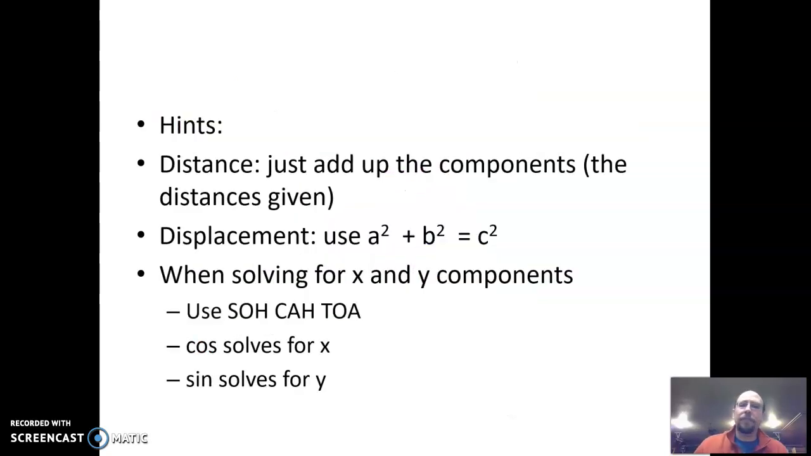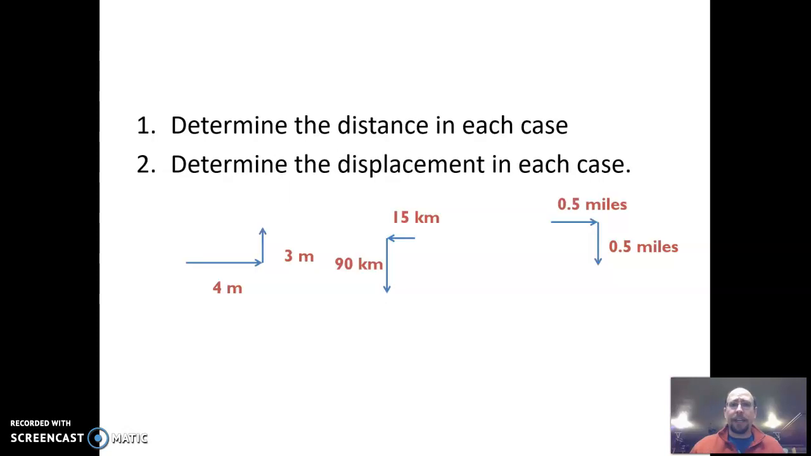That's it. And hence, when you're solving problems, for distance, just add up your components. For displacement, you got to use Pythagorean's theorem, a squared plus b squared equals c squared. And when you solve out for x and y components, you use SOHCAHTOA. Cosine solves for x, sine solves for y. You'll see that in here in a bit. And so here are problems that you'll end up seeing on the test. Determine the distance in each case, determine the displacement.